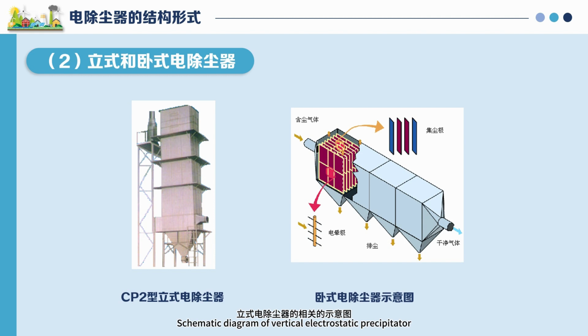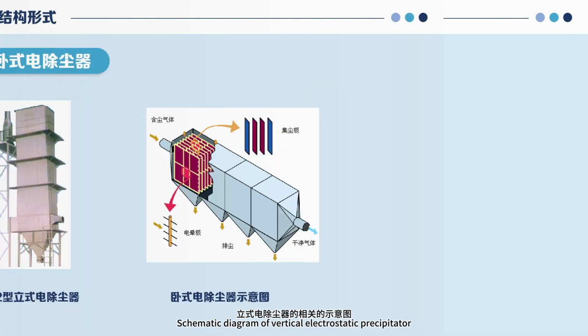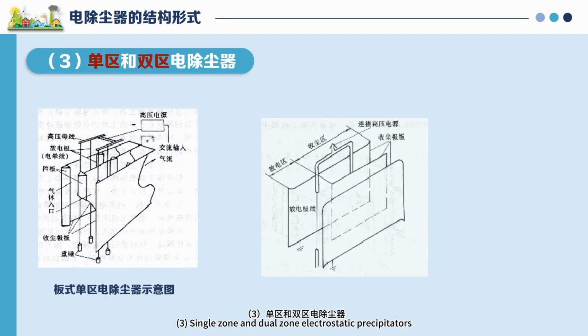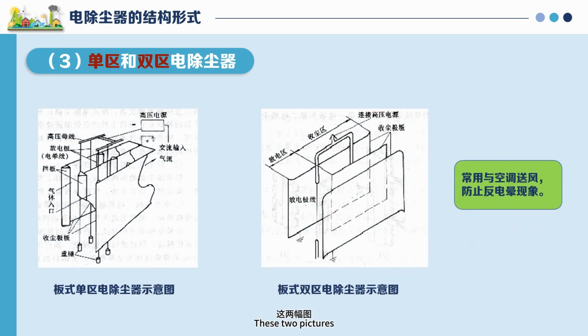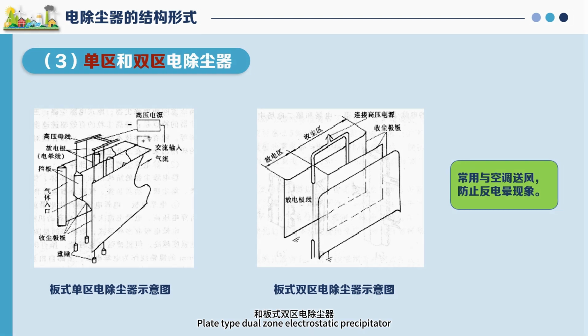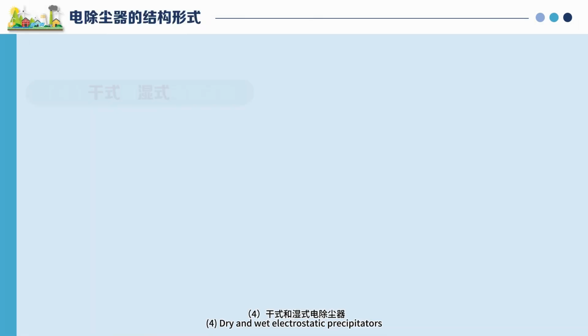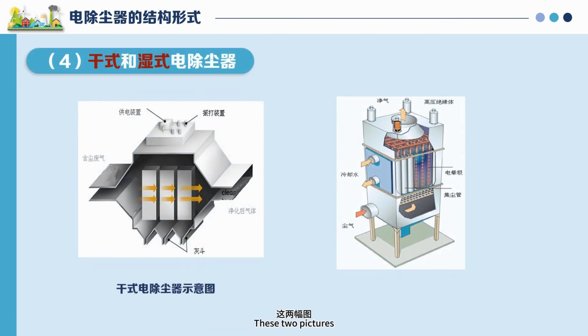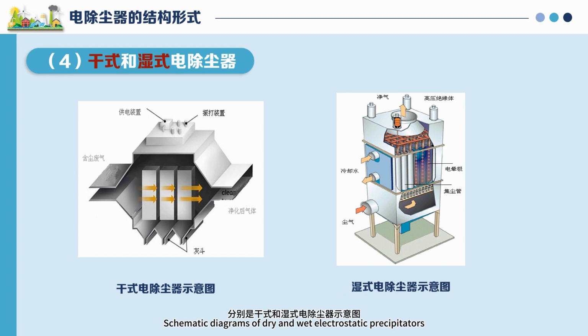Schematic diagram of a vertical electrostatic precipitator. 3. Single zone and dual zone electrostatic precipitators. These two pictures are schematic diagrams of the plate type single zone electrostatic precipitator, and the plate type dual zone electrostatic precipitator. 4. Dry and wet electrostatic precipitators. These two pictures are schematic diagrams of dry and wet electrostatic precipitators.